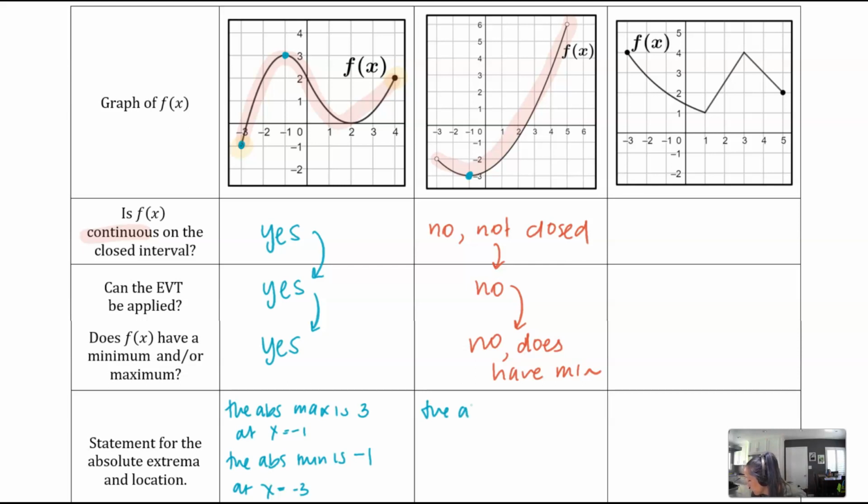The absolute min is -3 at x is equal to -1. Now, just because it doesn't have the EVT doesn't mean it can't have an absolute max or min. Just means it's not guaranteed to have an absolute max or min. All right, so we have one more.